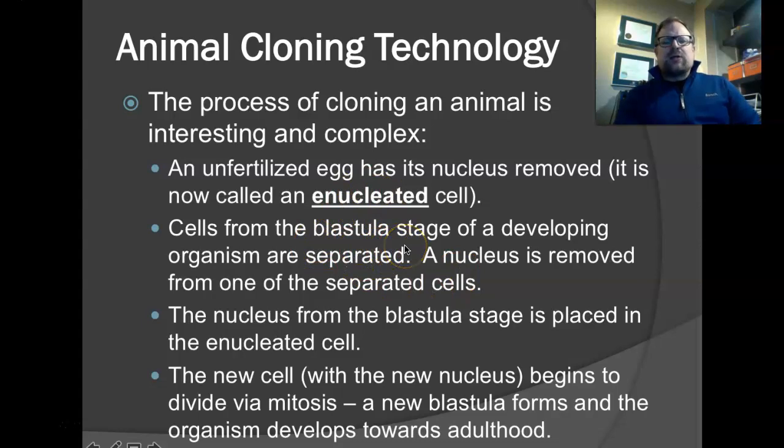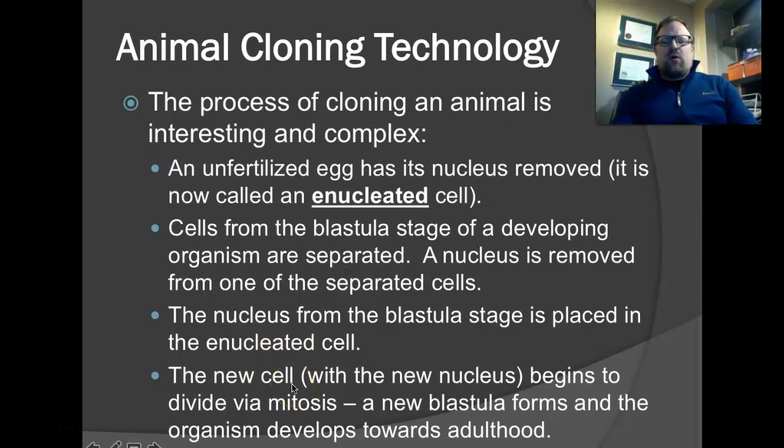Then they take cells from the blastula stage of a developing organism. Remember, the blastula is that cluster of cells that's been moving down the fallopian tube and eventually implants on the endometrium, and you grab it before those cells start to differentiate into the mesoderm, endoderm, and ectoderm. And they remove a nucleus from one of those cells. Why they do that is that nothing's been specialized at that point yet, and they're grabbing a nucleus, which means it's got a full complement of DNA inside of one of those cells. It's a diploid cell. And then they basically take that nucleus from the blastula stage and they plop it into that enucleated cell. That cell that we've taken the nucleus out, they throw a new nucleus into it.